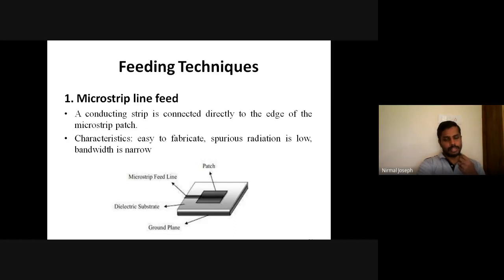Is it easy to fabricate? Yes, it is easy to fabricate. The spurious radiation is low, that means the radiation going outside will be low. And the one disadvantage is that the bandwidth is narrow. We cannot use this type of feed technique for a large bandwidth. So these are just characteristics you can understand. The main thing is understanding the diagram and explaining it.